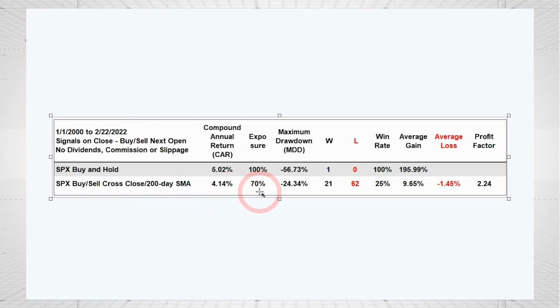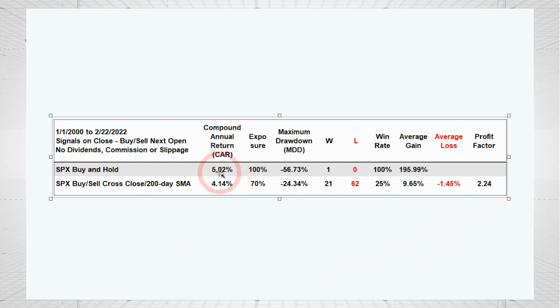That tells you that the S&P 500 spent 70% of its time above the 200-day. Your drawdown was around 24.5%, and your win rate was 25% because you had a lot of whipsaws. Then the profit factor was 2.24. That's kind of like the ex-post reward to risk ratio. So if all the profits equaled 1,000, and all the losses equaled 500, then that would be a profit factor of 2, because you would have had 2 times the profit for the loss, 1,000 versus 500.